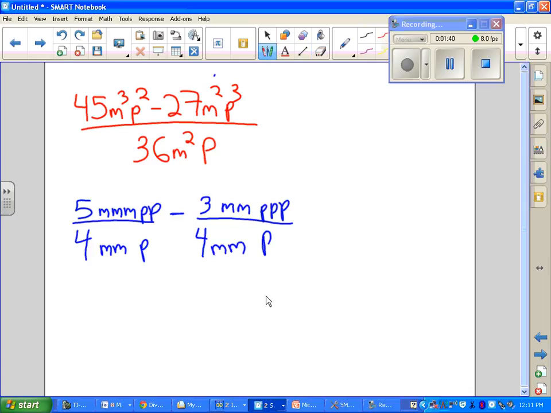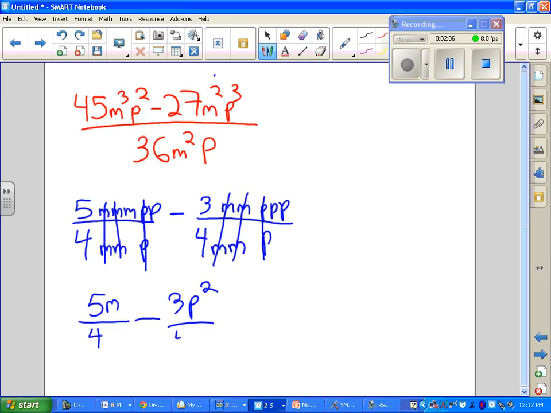Now I cross what they have in common. They have 2 m's in common on the top, one set of p's, 2 m's, and 1 p in the second term. Now whatever's left over is going to be part of my answer. I'm left with a 5 and an m on the top and a 4 on the bottom, minus. I'm left with a 3 and 2 p's on the top and a 4 on the bottom.